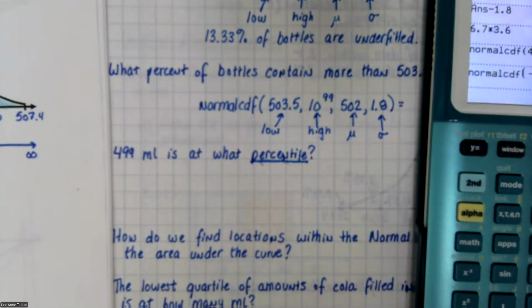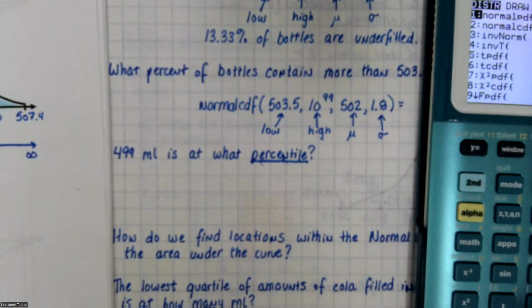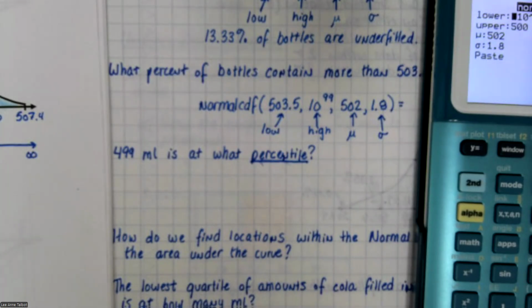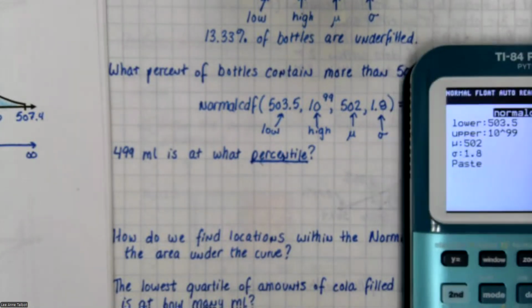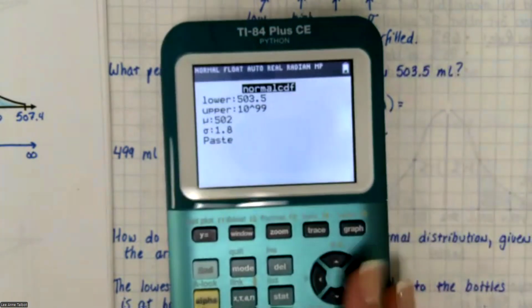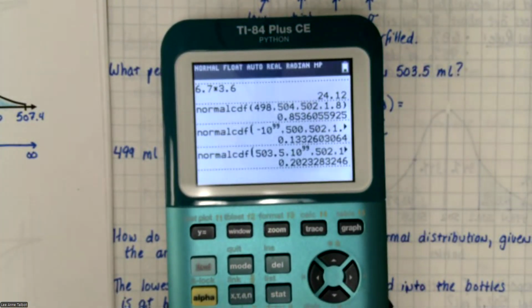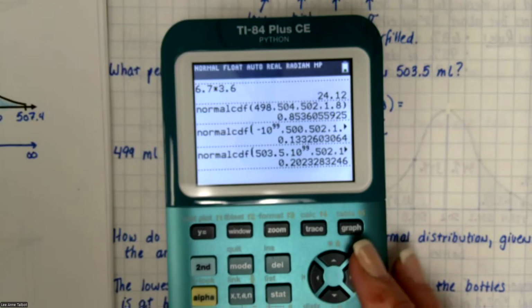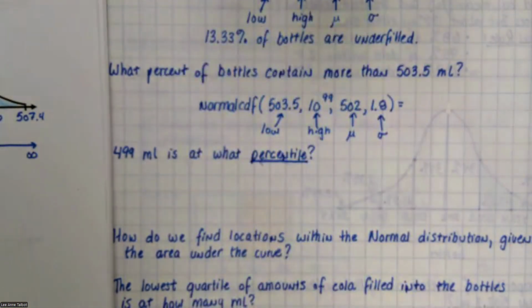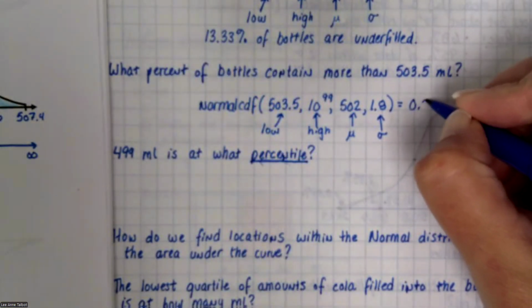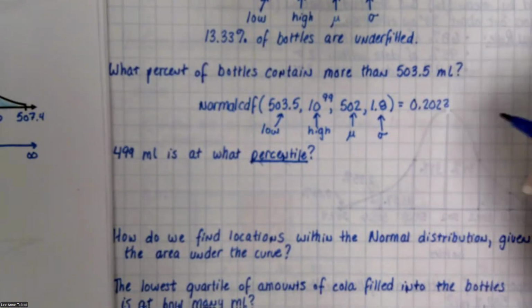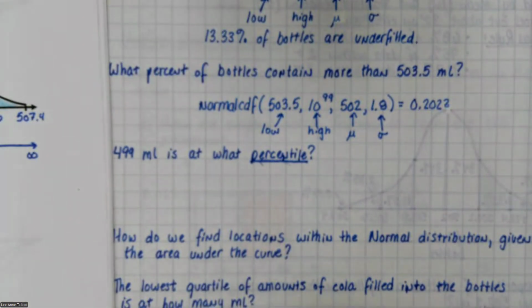Okay, let's see what we get. 0.2023. That was supposed to be a 3.